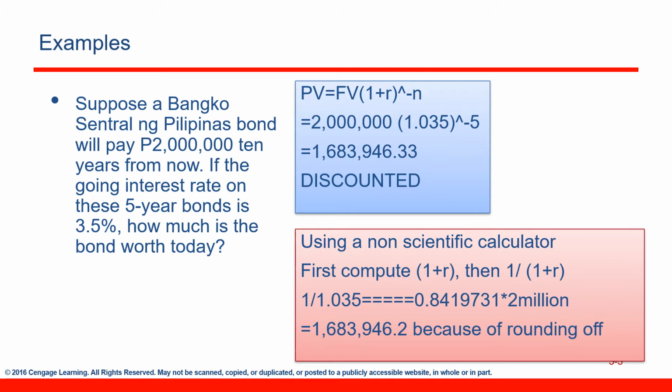So in the fifth year, our present value factor of 1 is 0.841973, and so on. So just get the 5 digits. And then times it with your future value, which is 2 million. Okay, so our answer is 1,683,946, and so on, because of rounding off.